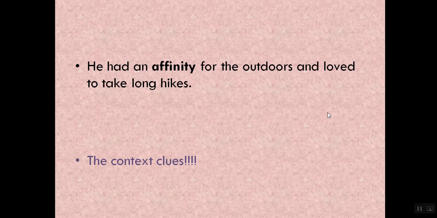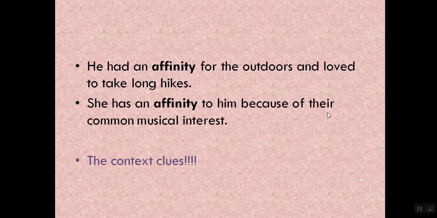Move to the second sentence. She has an affinity to him because of their common musical interest. Actually, you find it a pleasure to have someone sharing the same interests, especially in music. So you find yourself naturally attracted to him. So it means that you have an affinity to this person, the person that shares the same interests. So what is the meaning of the word affinity?